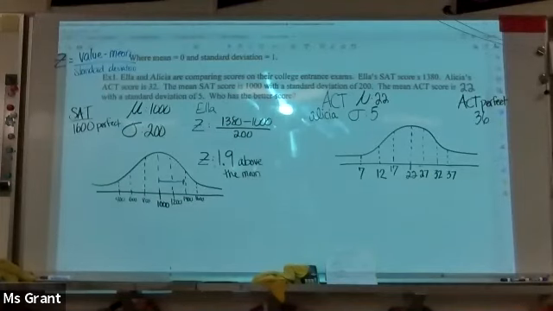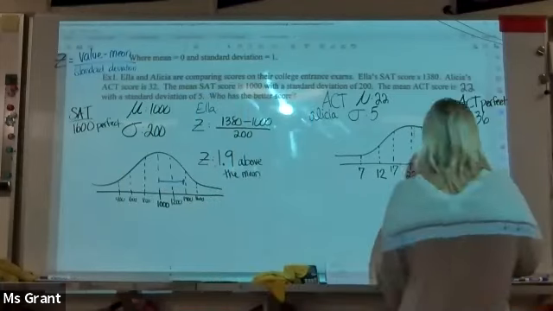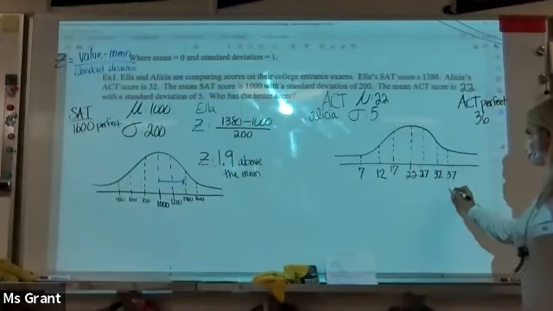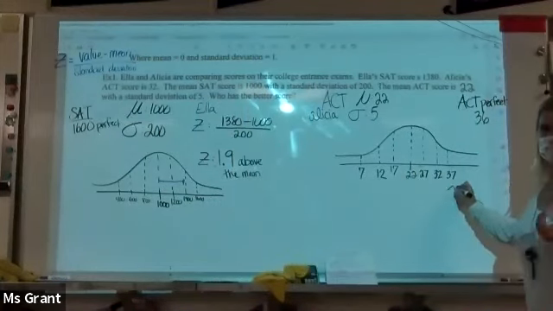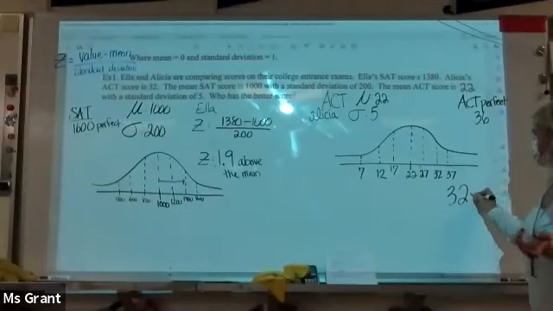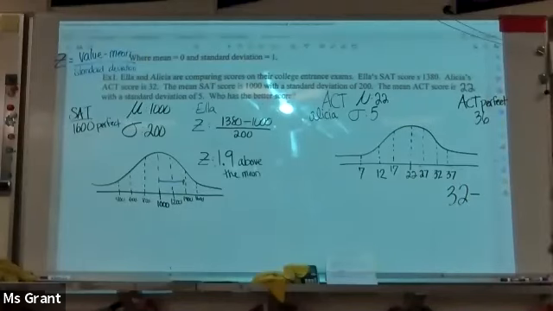Alicia got a 32. Here I go. Alicia's score, 32. Take away the mean. What's my mean? 22. Divide by my standard deviation. All right, calculate it out.